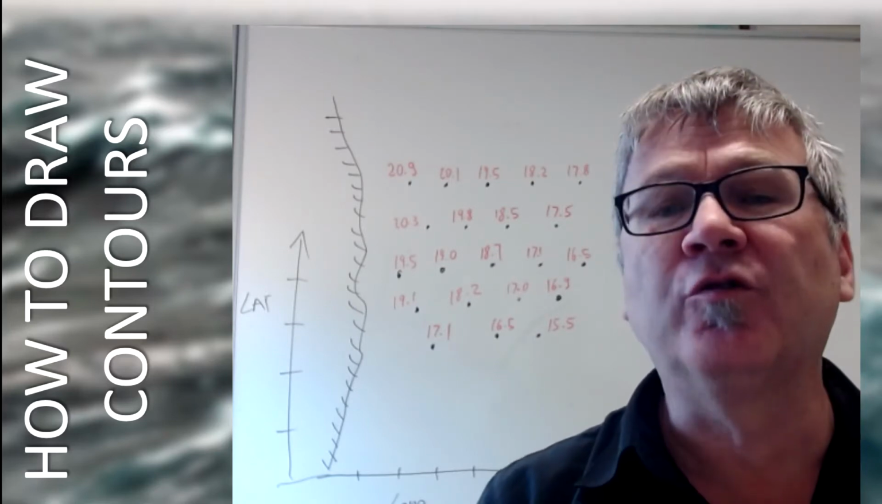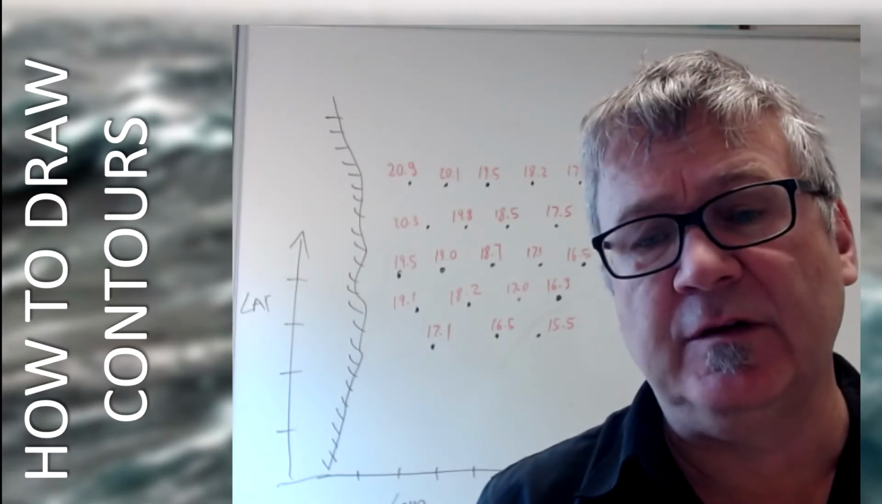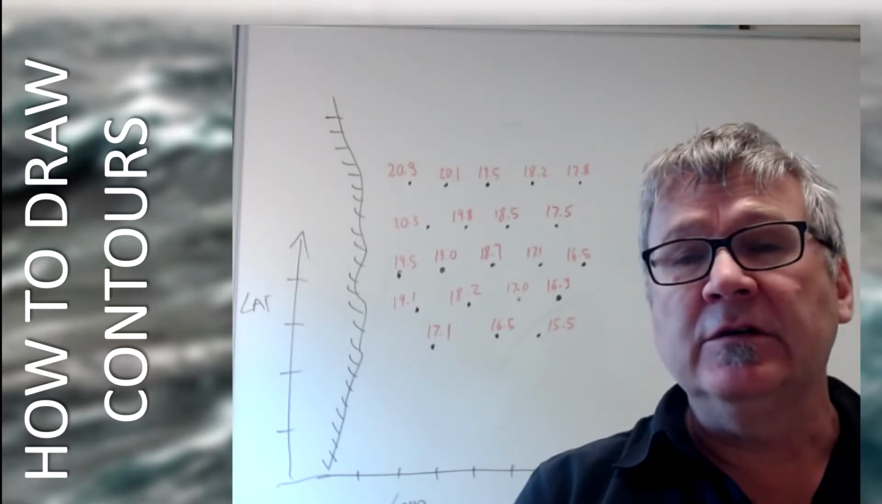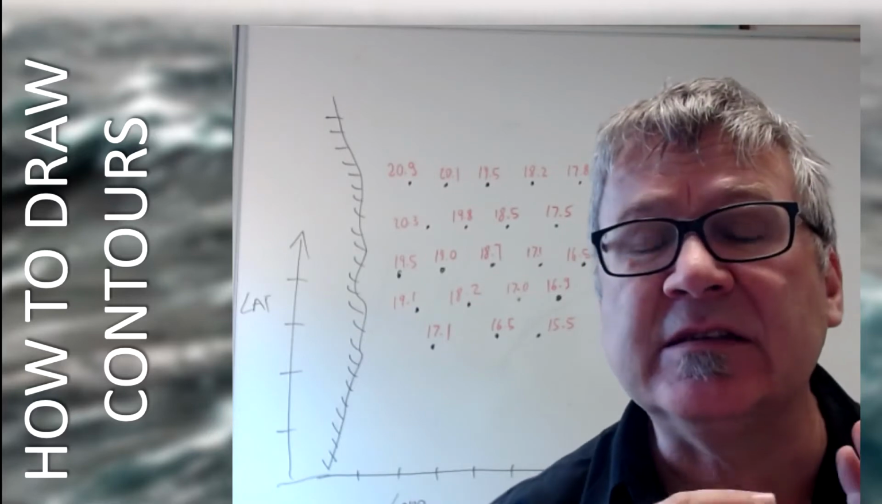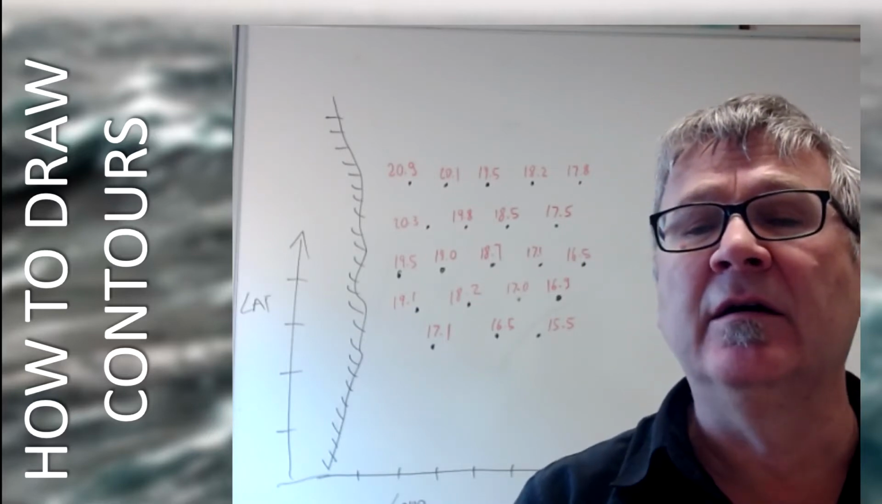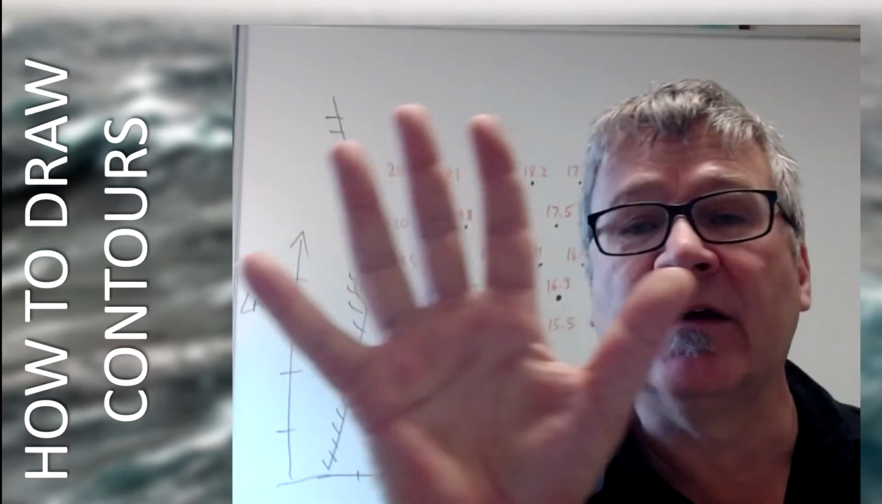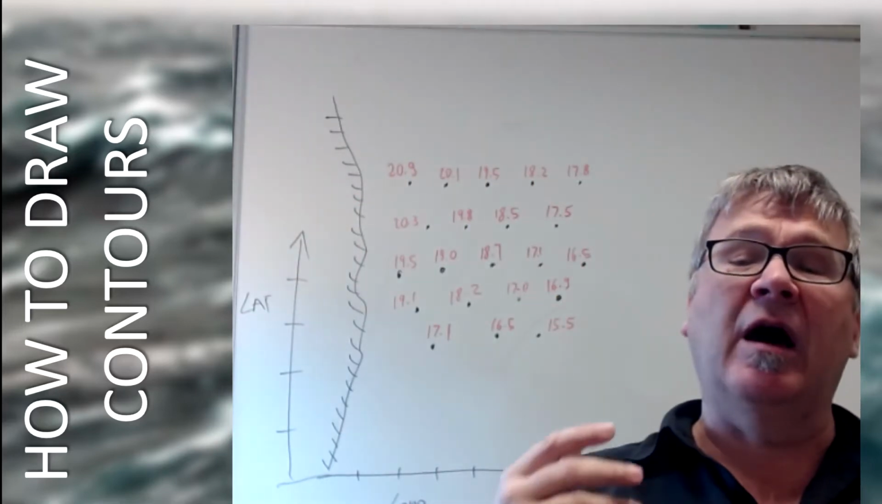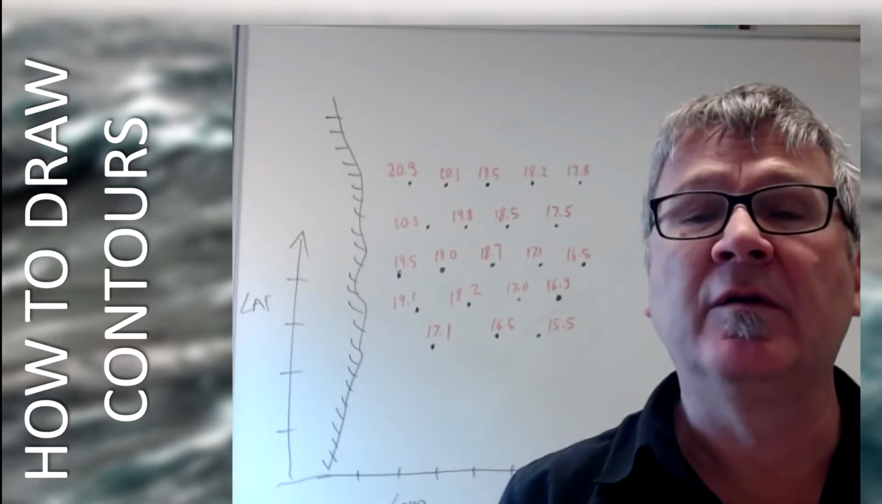Well, you don't want to draw too many lines, it gets confusing. And you don't want to draw too few lines. A rule of thumb is that you should have something like 5 lines. 5 contour lines would be good. So how do you now determine?